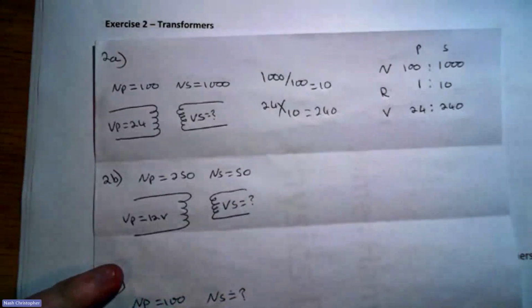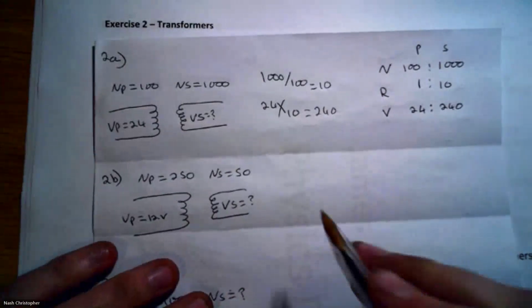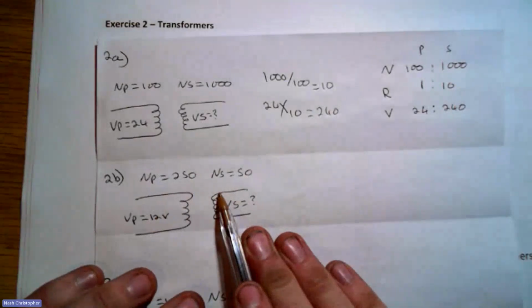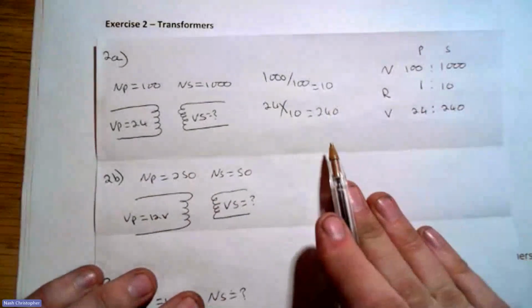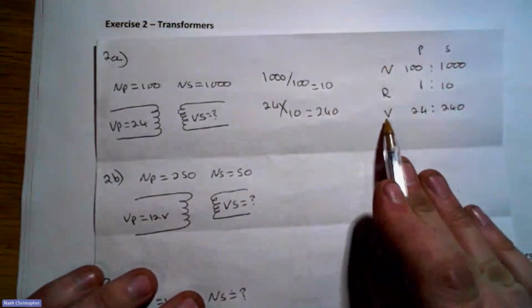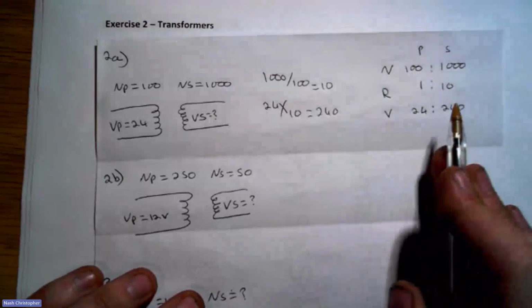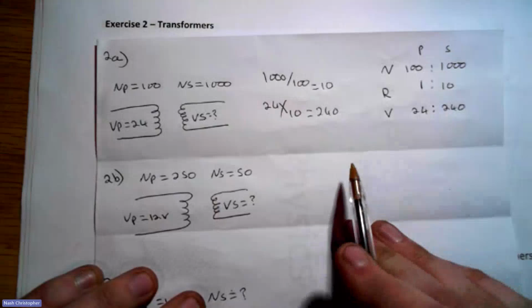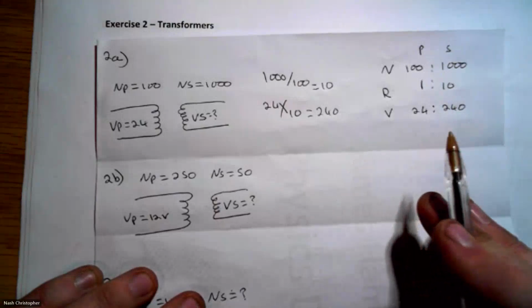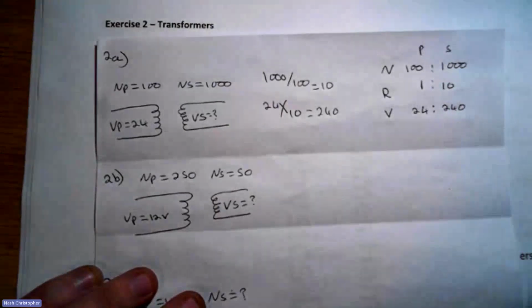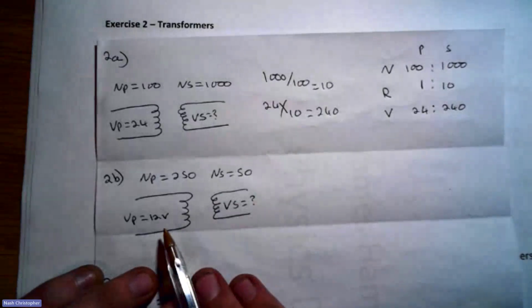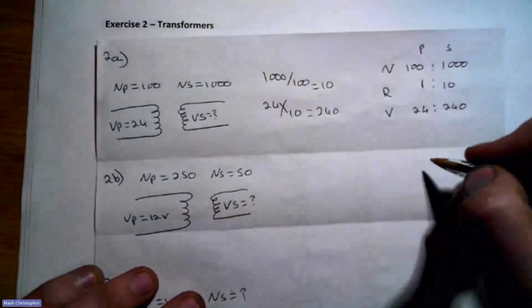Again, 2b, same values, same equation, same setup. Process is exactly the same, whether it's your n value or your v value, your voltage. Just work it through. Remember, large over small, and that'll give you your ratio for your large against 1 unit of your smaller value.